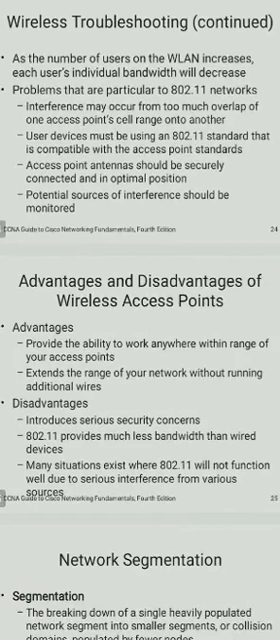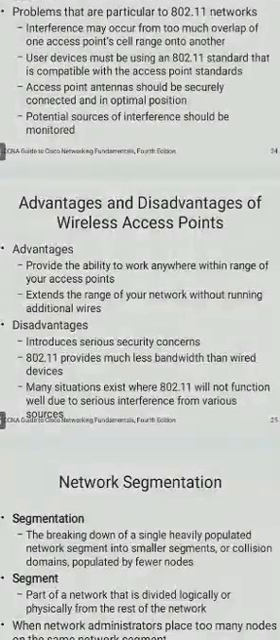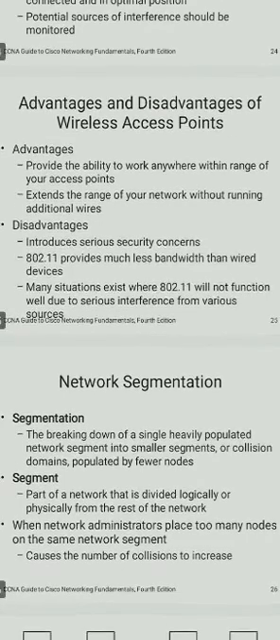Now the advantages and disadvantages of wireless access points. First are the advantages. It provides the ability to work anywhere within range of your access points, and it extends the range of your network without running additional wires. The disadvantages are that it introduces serious security concerns, and 802.11 provides much less bandwidth than wired devices. Many situations also exist where 802.11 will not function due to serious interference from various sources.